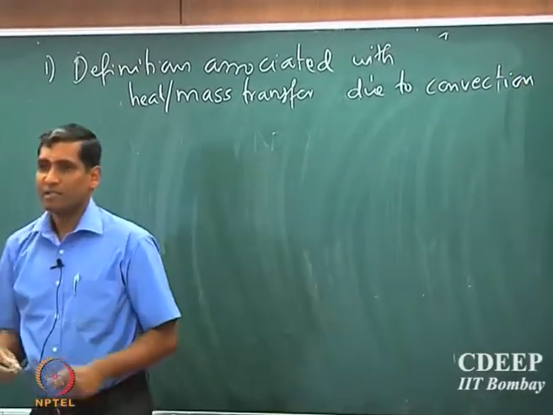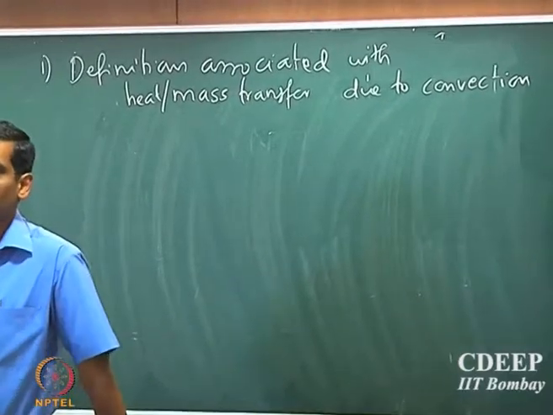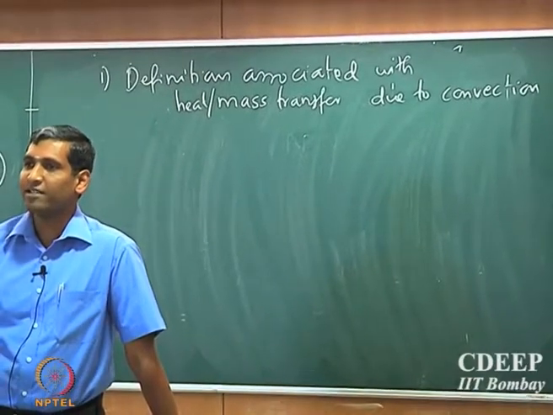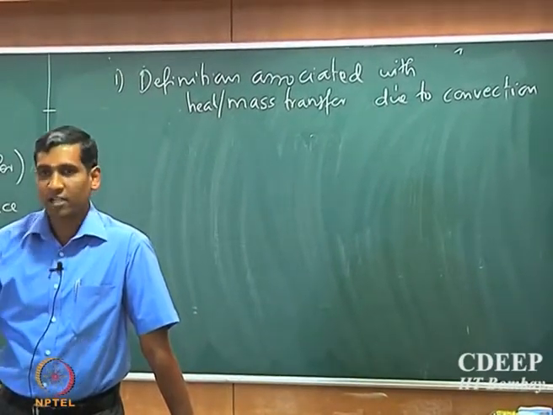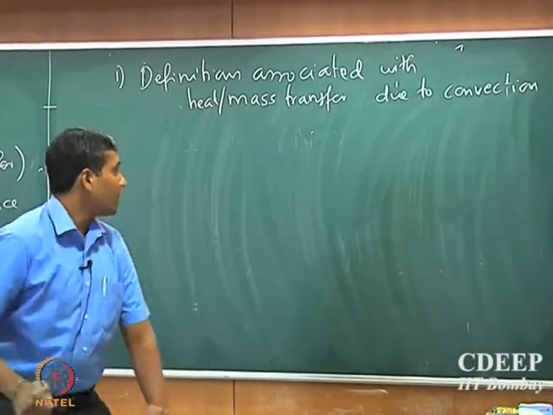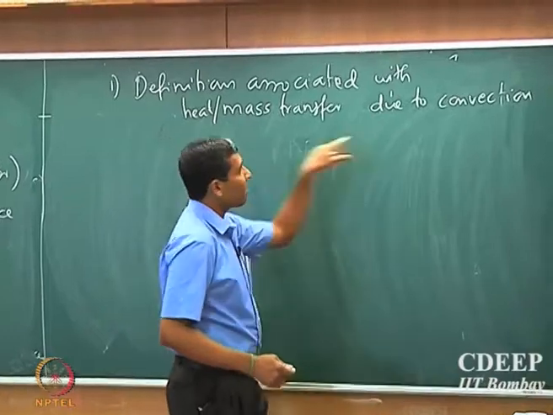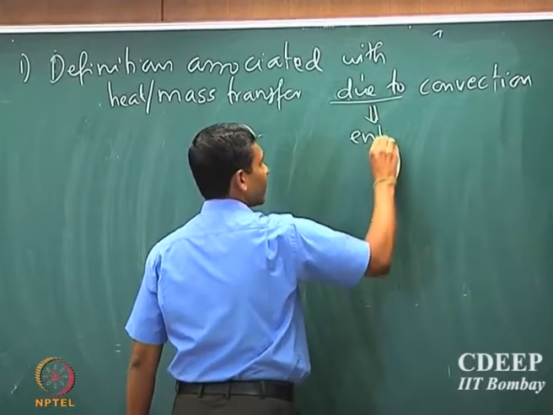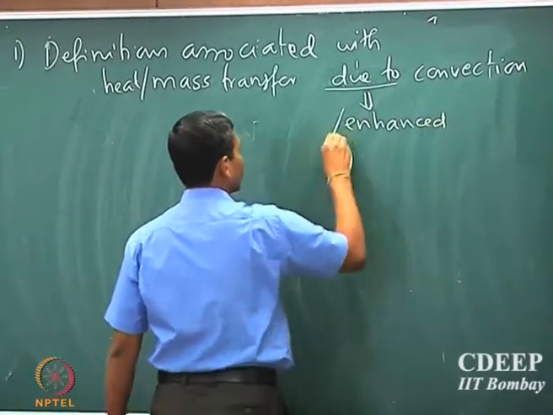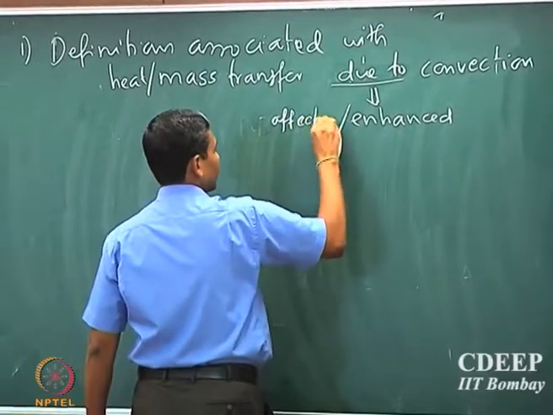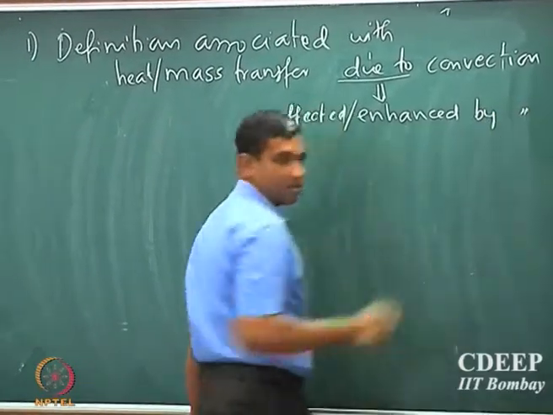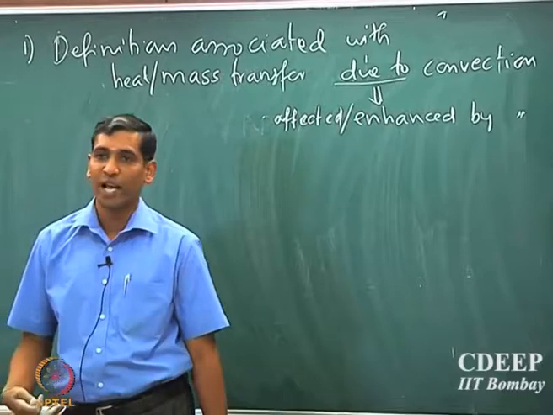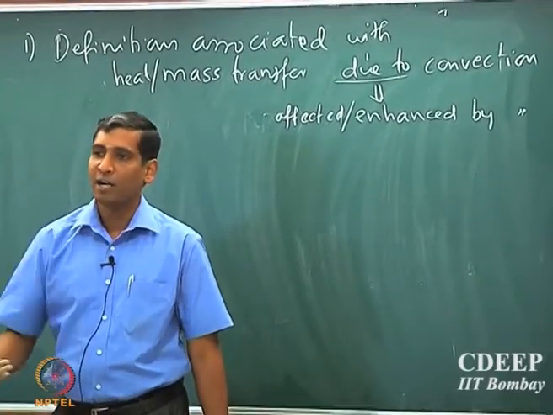You may remember that when we discussed Newton's law of cooling, we said that the basic mechanism of heat transport at the interface is actually not convection, it is diffusion. So when I say definitions associated with heat and mass transfer due to convection, I should rather qualify it by saying enhanced by convection or affected by convection. That is the correct way of looking at it, and we will see why diffusion is the mechanism by which the transport actually occurs at the interface.